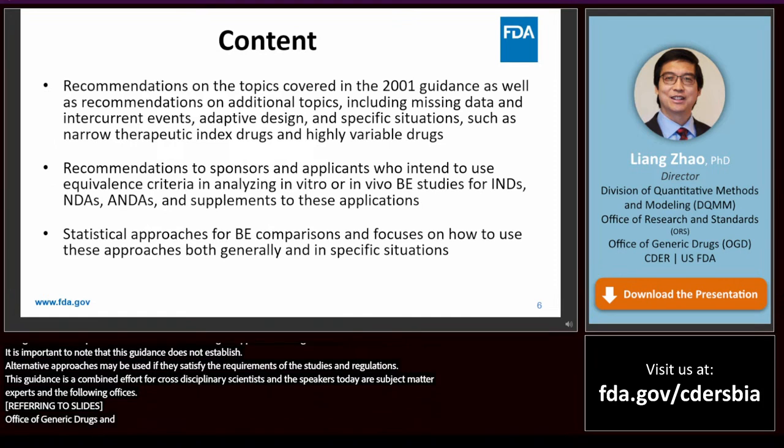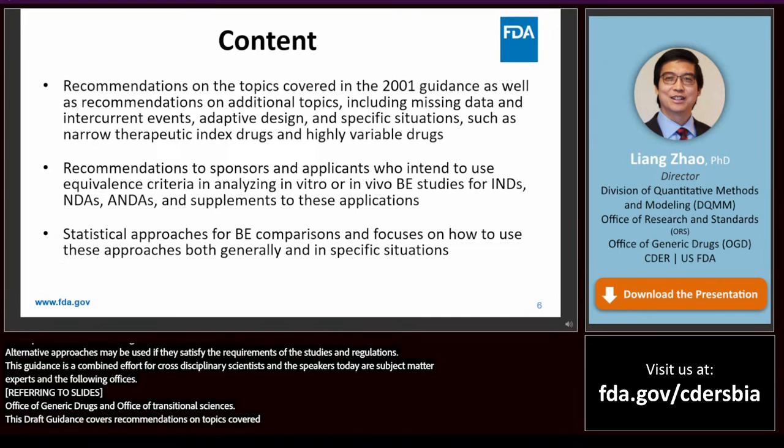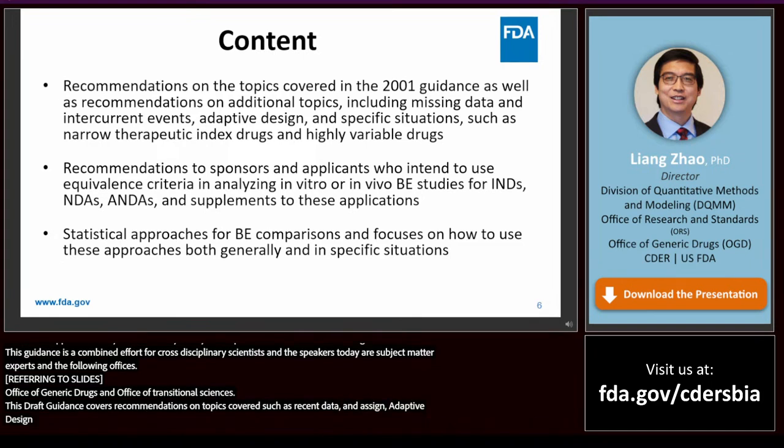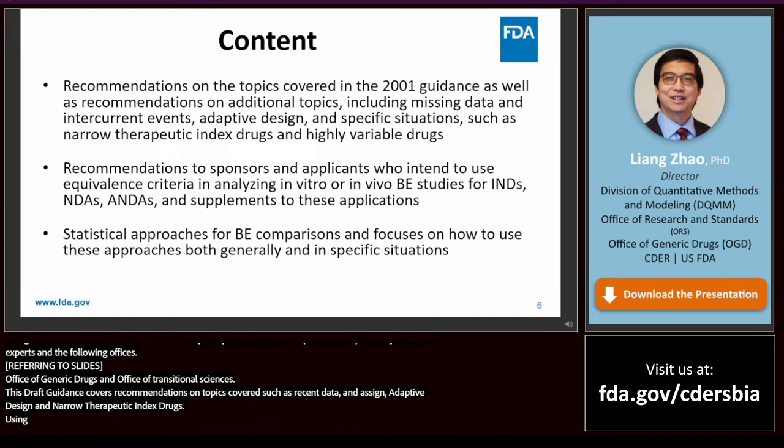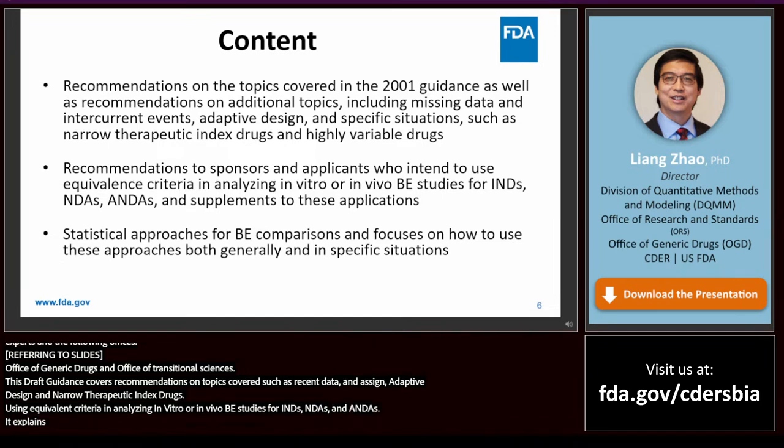This draft guidance covers recommendations on various topics such as missing data, adaptive design, and specific situations like narrow therapeutic index drugs. It also provides guidance to sponsors and applicants using equivalence criteria in analyzing in vitro or in vivo BE studies. The guidance emphasizes statistical approaches for BE comparisons and explains how to use these approaches in general and specific situations.